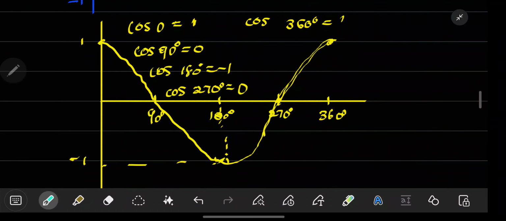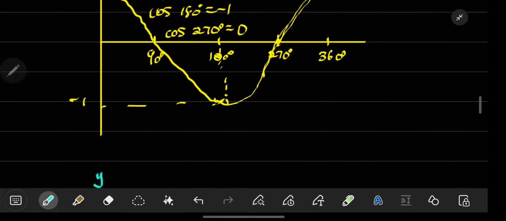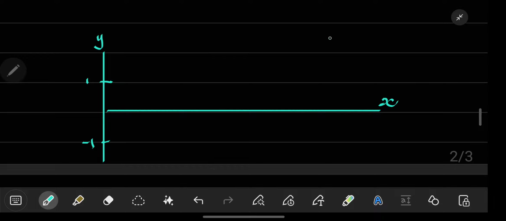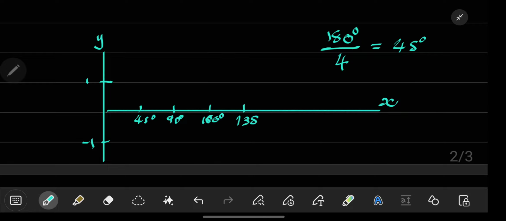Now let us talk about tangent. Okay, the period of tangent is 180 degrees. Then how do you get the intervals? You say the period divided by 4, which is how much? 45 degrees. So that is why with the intervals of tangent, we will have 45, 90, 135, 180, and then 270.